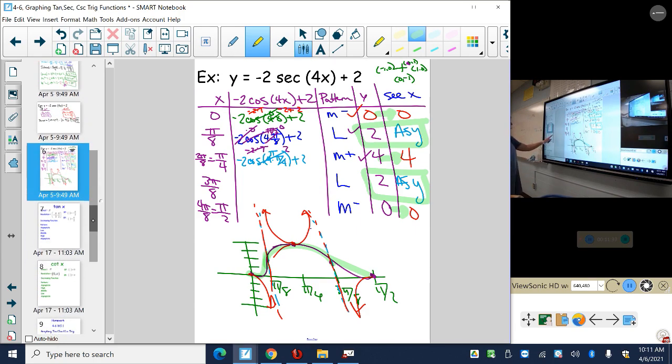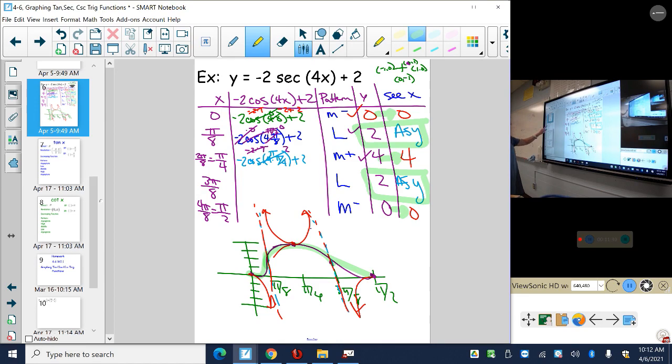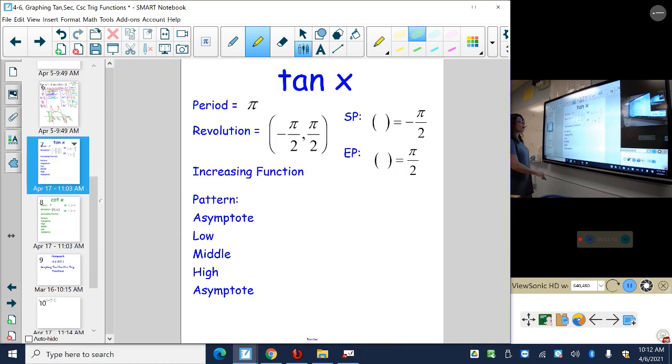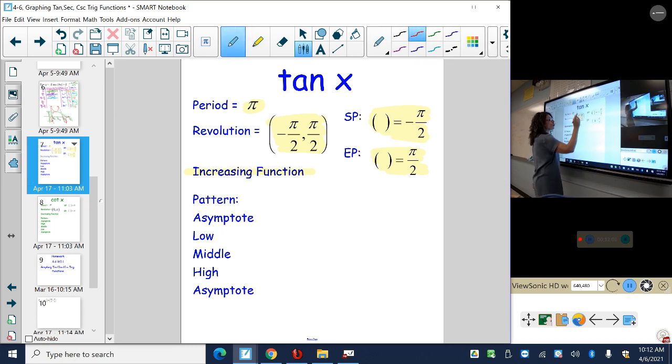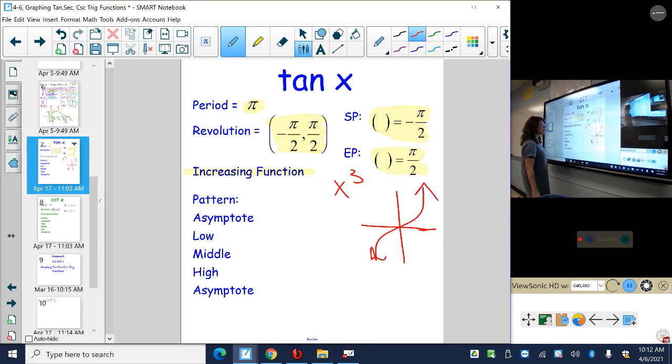Okay? Then I have tangent and cotangent graphs that we're going to talk about. My tangent graph is going to be exactly the same, except for now my period is going to be pi units, and I'm starting at negative pi over 2 to pi over 2. So I set the starting point equal to negative pi over 2, and the ending is equal to positive pi over 2. The pattern is an increasing function. It looks like an x cubed function. Okay? It's going to look like this.